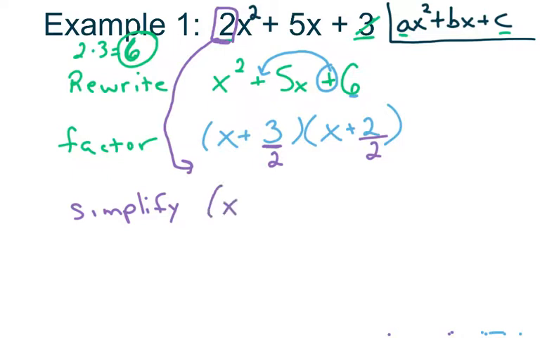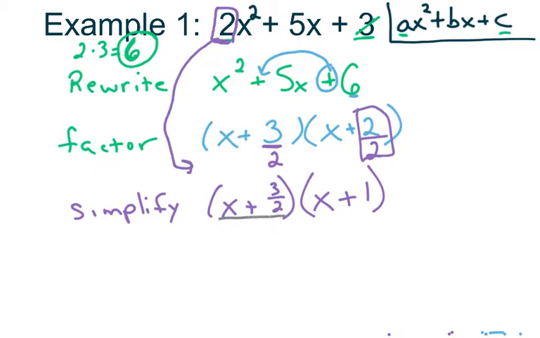So x plus 3 halves doesn't simplify. I'm going to rewrite that for a moment. x plus 2 over 2 simplifies to 1, so that one's done. Now I'm going to look back at this equation here. This is where the bottoms up comes in.